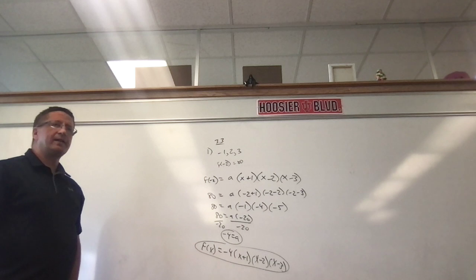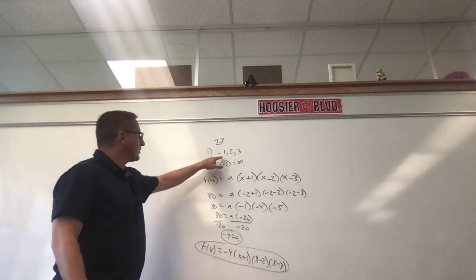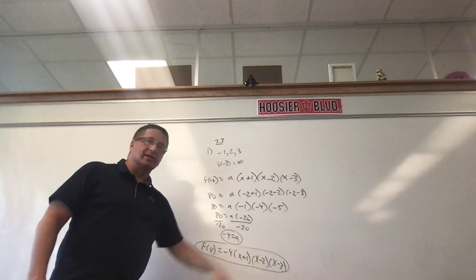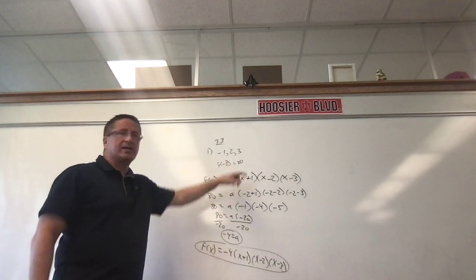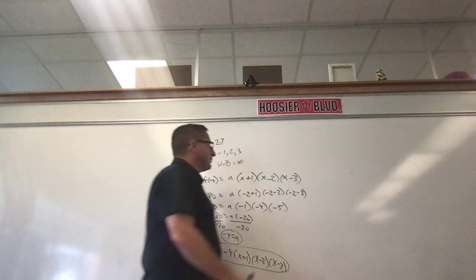If we look at our final answer, our zeros are -1, 2, and 3, just like we said they were. And if I plugged in -2 for each of these x's, I'm not going to do it right now, we'd get an answer of 80, just like they said. Okay? All right, let's look at number 3.